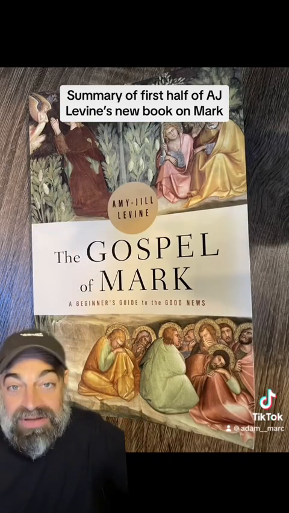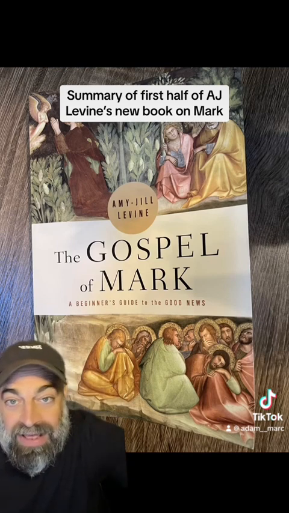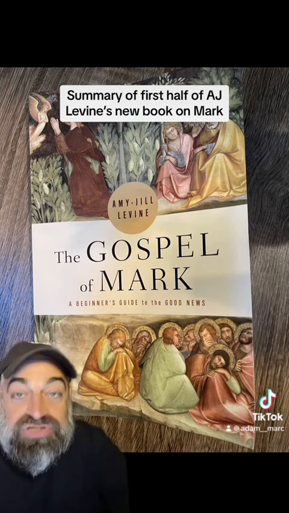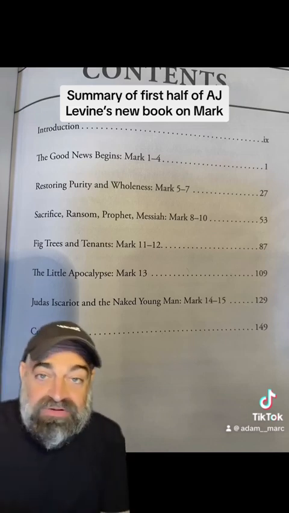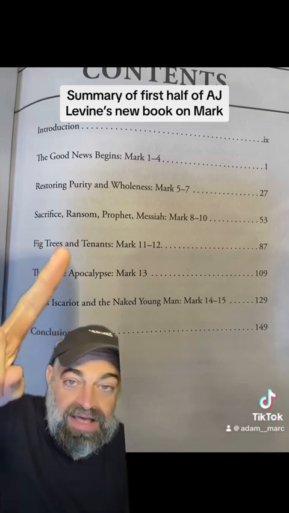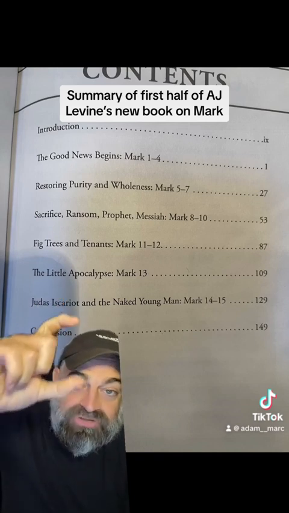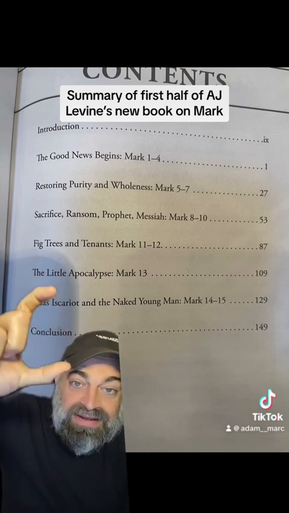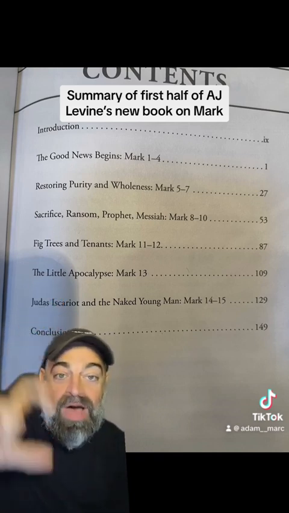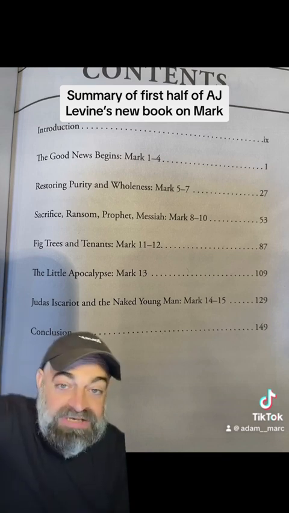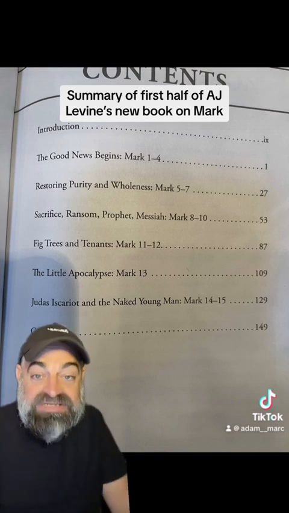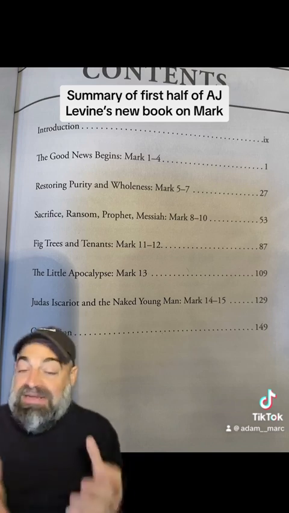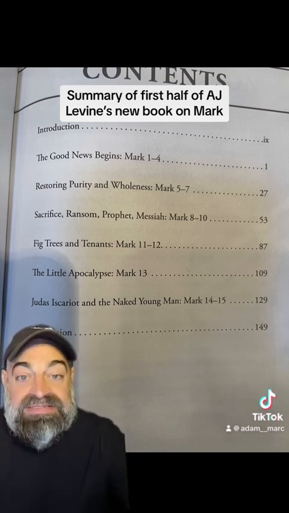Here is the actual book, Amy Jill Levine, The Gospel of Mark, A Beginner's Guide to the Good News. Here's the table of contents. You can see how Amy Jill Levine has chunked the Gospel according to Mark into chapter chunks, and then she unpacks these through commentary. The overall length of the book is about 150 pages, really accessible, digestible material, which is what I've come to expect and appreciate about Professor Levine's writing.